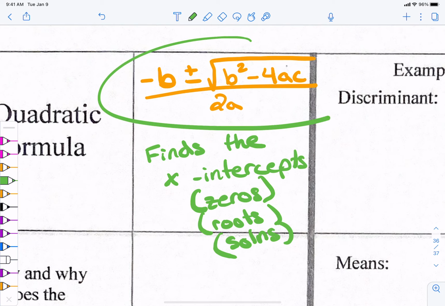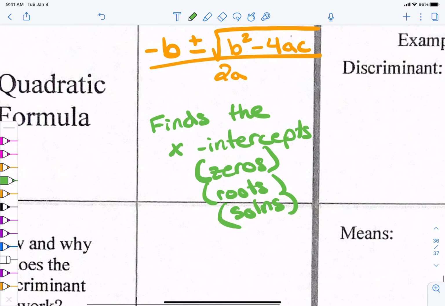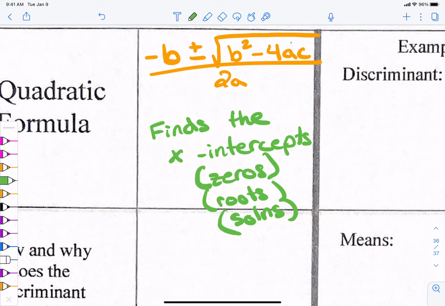This is the quadratic formula we'll write down. And the next thing, we're talking about what the quadratic formula does. It finds the x-intercepts, which are also called zeros, roots, or solutions. There's that, okay? If you need to pause to catch up, go ahead.